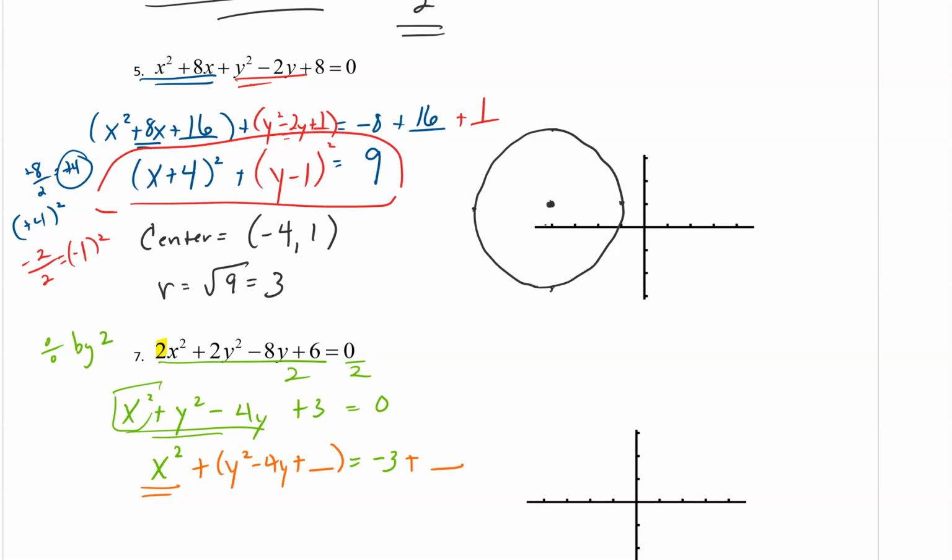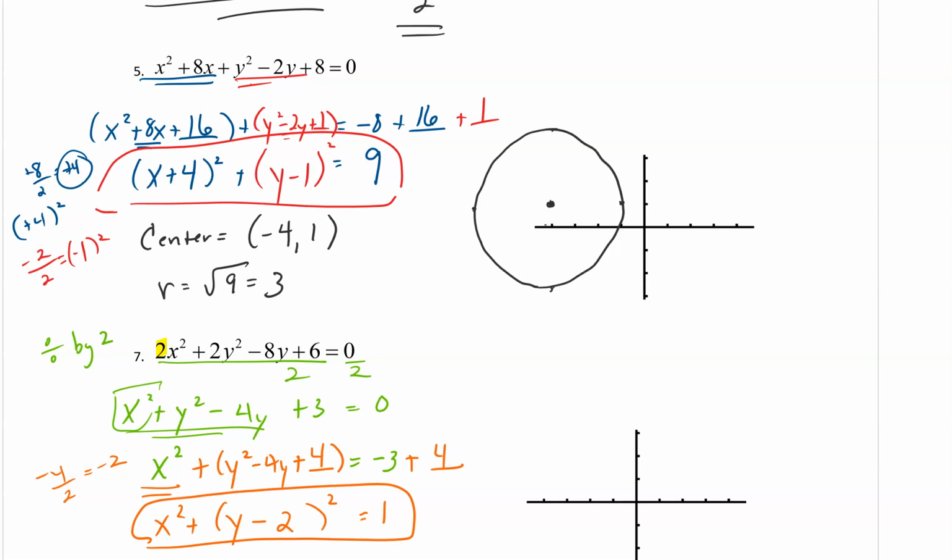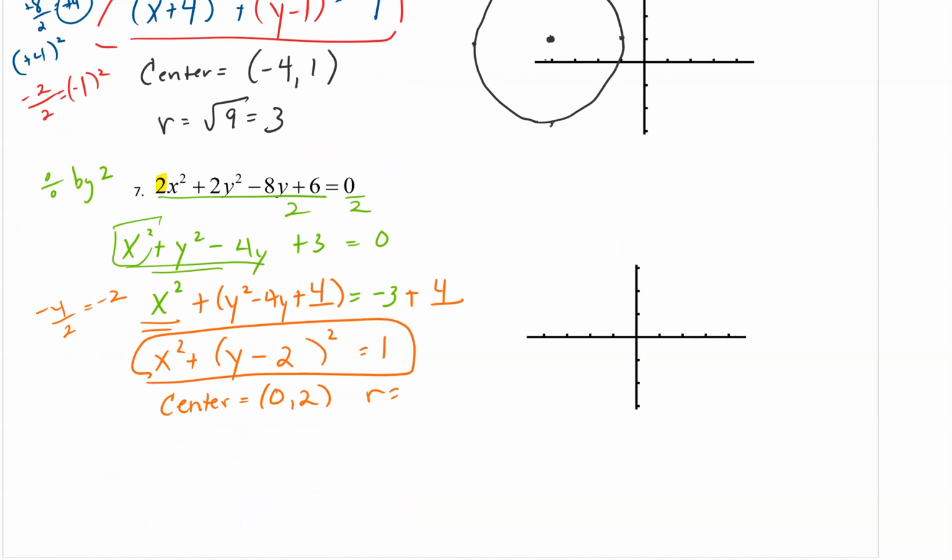Okay? All right. So now we do the completing the square with the negative 4. Well, what do we do with the negative 4? You divide it by 2 and get negative 2. The negative 2 squared is a positive 4. Now we simplify. So I get x squared plus the quantity y minus 2 squared, because remember we took the negative 4 divided by 2 and it gave us negative 2. And the negative 3 plus 4 is 1. So this is our equation of the circle in standard form. Its center is at 0, 2. Its radius is 1.